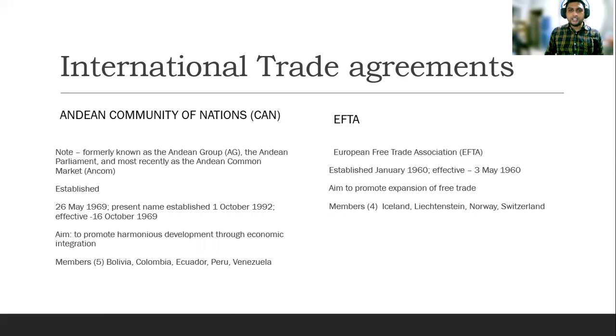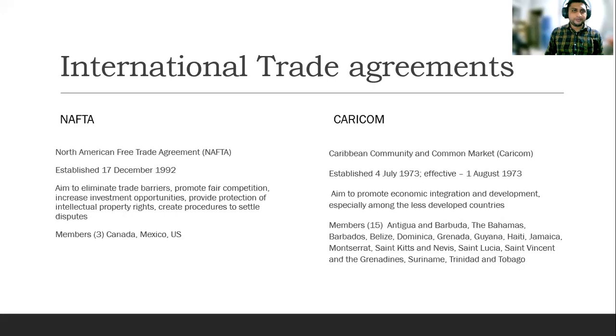And EFTA is called the European Free Trade Association. It was established in January 1960. It aims to promote the expansion of free trade. There are 4 members: Iceland, Norway, Switzerland, and Liechtenstein. NAFTA is one of the most popular international trade agreements, which means the North American Free Trade Agreement, established on the 17th of December 1992. There are 3 members: Canada, Mexico, and the US.